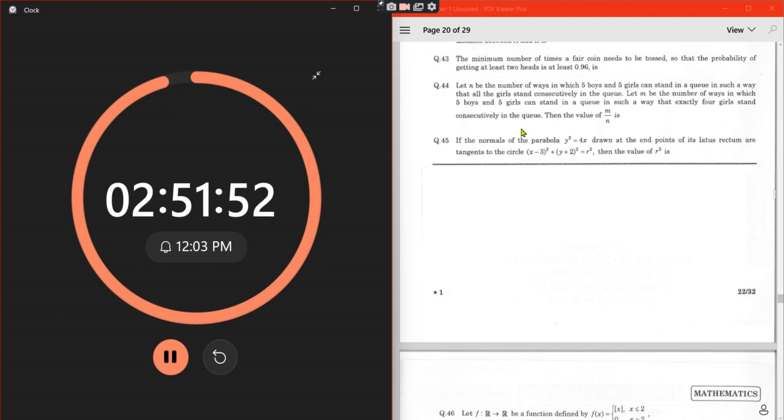n is the number of ways. There are 5 boys and 5 girls to stand in a queue, and all girls stand consecutively in the queue. So the boys have to be put on either side. m is the number of ways in which, so basically what will happen?